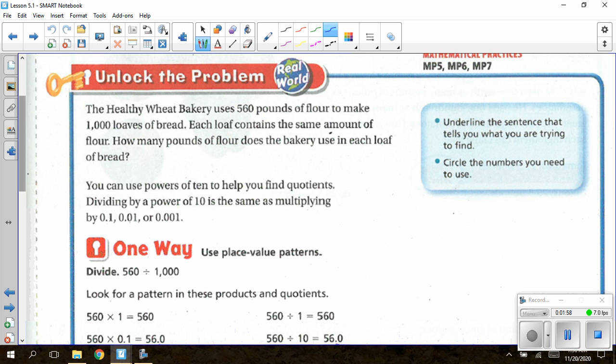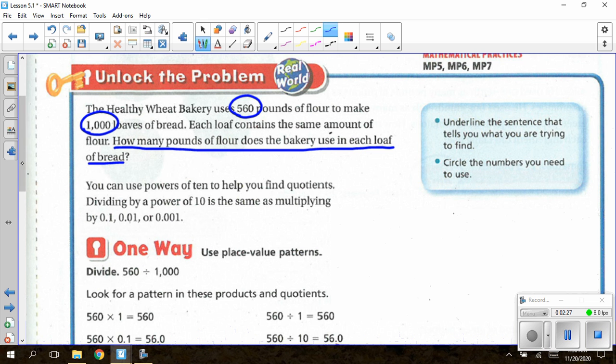So we do need to underline the sentence that tells you what we are trying to find, and that's at the very end of the question. They are asking us to find how many pounds of flour the bakery uses in each loaf of bread. And I know in order to find this answer, I am going to need to use the 560 pounds of flour and that they are making 1,000 loaves of bread with that flour.